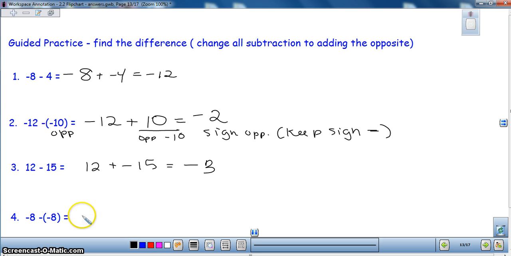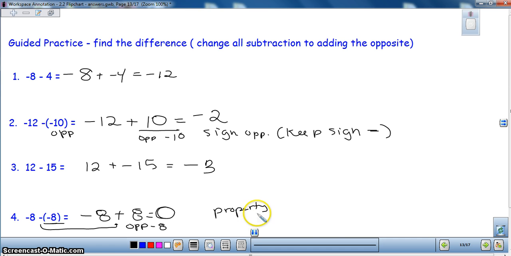Next problem. Negative 8. Never change the first number. It's always changing subtraction to addition, followed by the opposite. The opposite, in this case, of negative 8 is positive 8. What property is that when we add negative 8 plus positive 8? Gives us the identity 0. And the property, anyone think of the property? That property is called our additive inverse, if you remember that from earlier. Additive inverse.